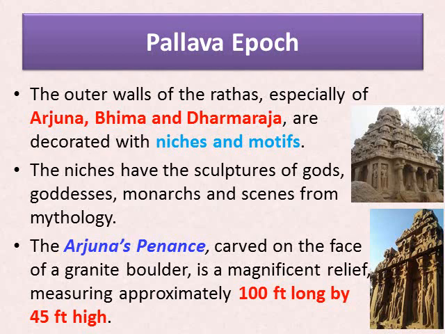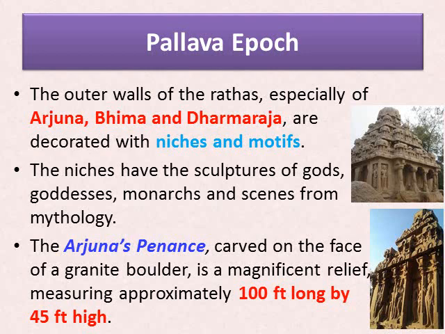Niches are recesses or small spaces in between, and a motif is a recurring fragment or pattern that appears. So you can find, children, that the outer walls of the Rathas are decorated with niches and motifs. There are small gaps or spaces in between, and they have repeated patterns.